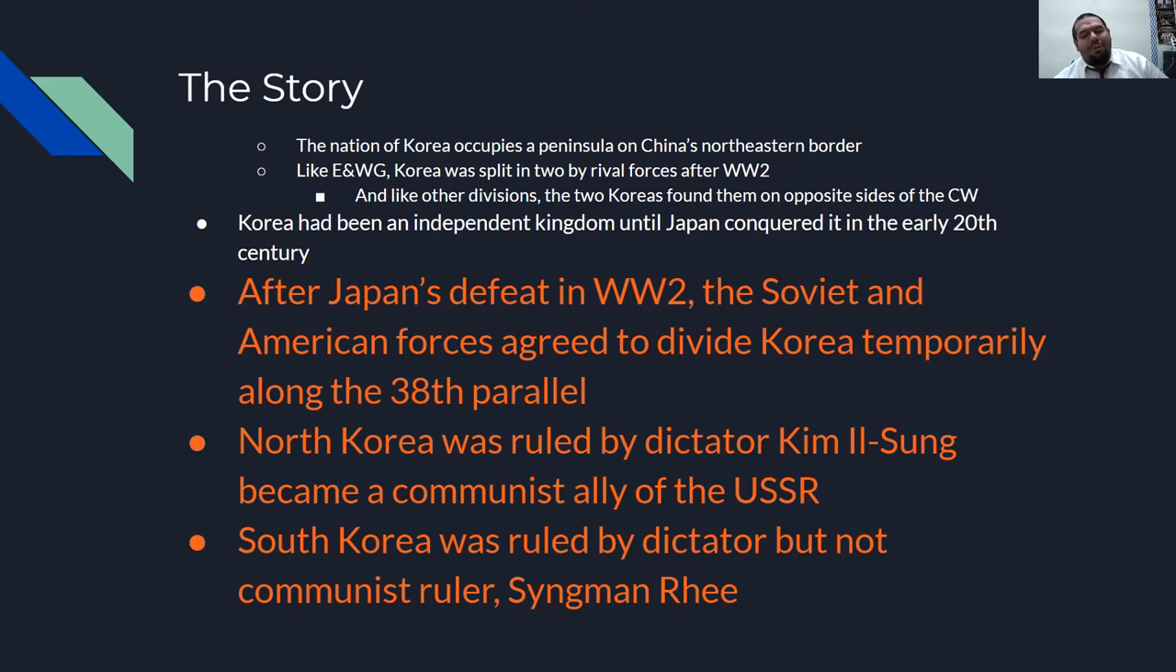After Japan's defeat in World War II, the Soviet and American forces agreed to divide Korea temporarily along what's called the 38th parallel line. Latitude, if you can remember that. North Korea was ruled by then dictator Kim Il-sung, who was the communist ally of the Soviet Union. South Korea was ruled by a dictator, but he wasn't communist. His name was Syngman Rhee.